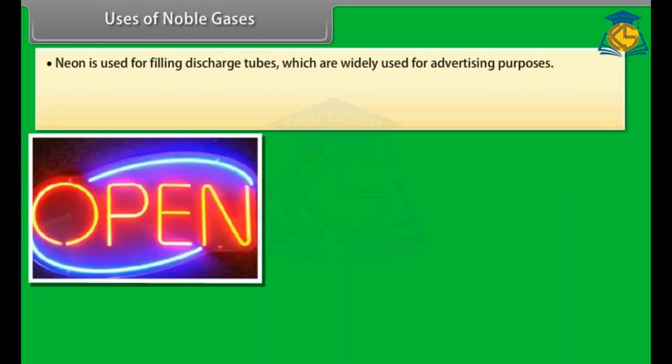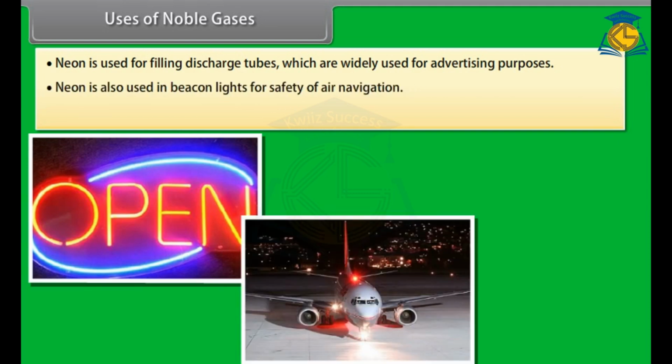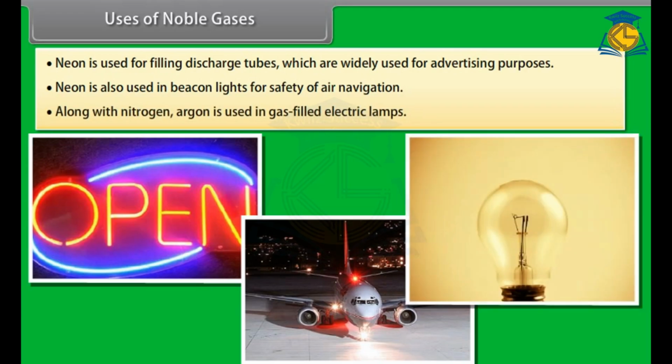Neon is used for filling discharge tubes which have characteristic colors and are widely used for advertising purposes. Neon is also used in beacon lights for safety of air navigation, as the light possesses fog and storm-penetrating power. Along with nitrogen, argon is used in gas-filled electric lamps because argon is more inert than nitrogen.